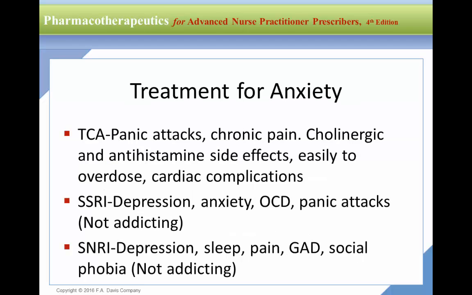Now, we talked about anxiety. How do you best treat anxiety? Even though you could use benzodiazepines and non-benzodiazepines as sedative hypnotics, you could also use tricyclics, which are not recommended first line. First line would be again SSRIs.